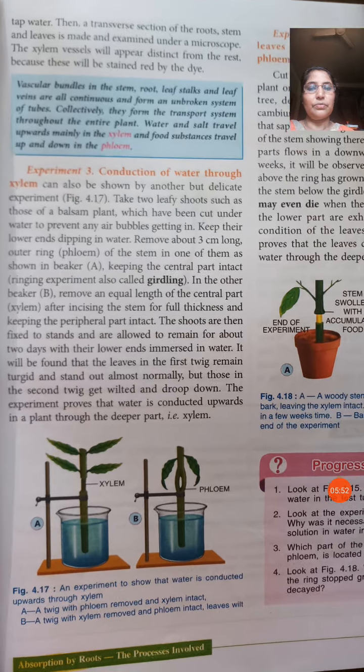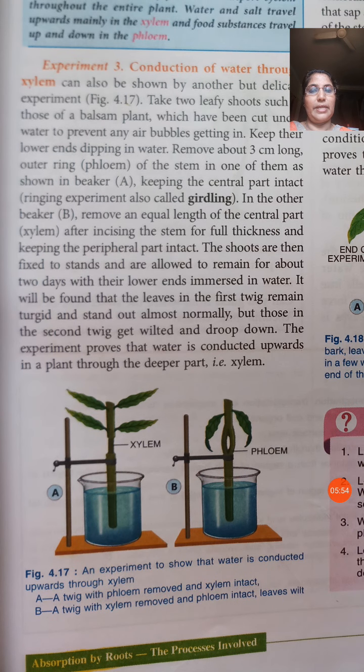Here, in the experimental setup, two beakers A and B are taken. In A, there is a twig with the phloem removed and xylem intact.